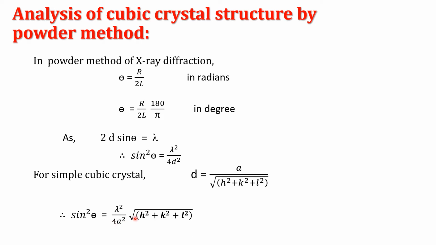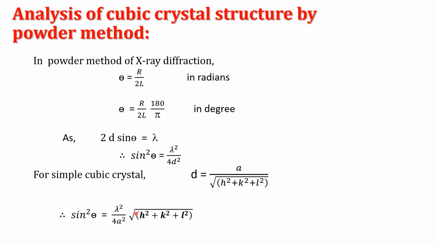Simplifying again, sine square theta equals lambda square divided by 4a square, since we take the square of d on both sides. Putting in d square, sine square theta equals lambda square divided by 4a square, and the denominator term is multiplied by h square plus k square plus l square.